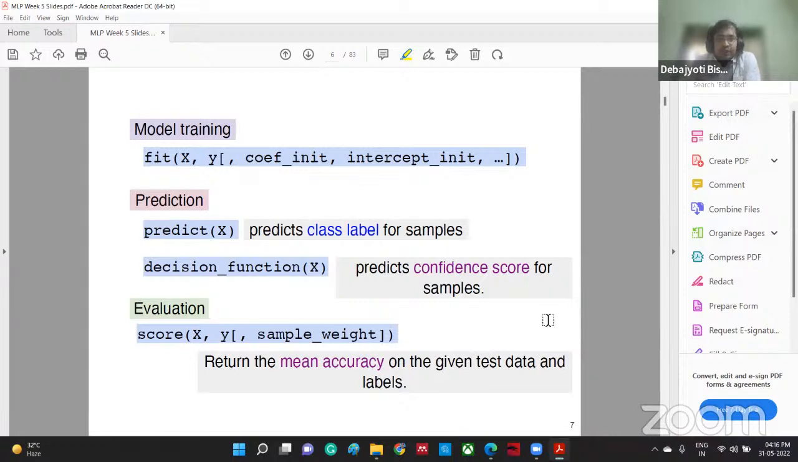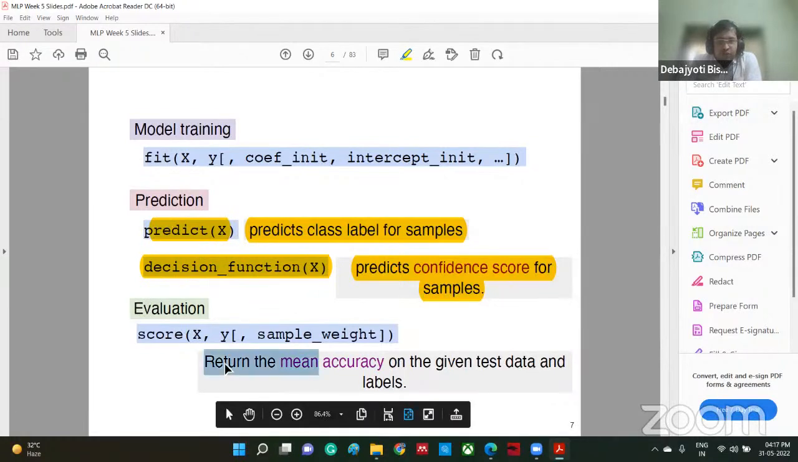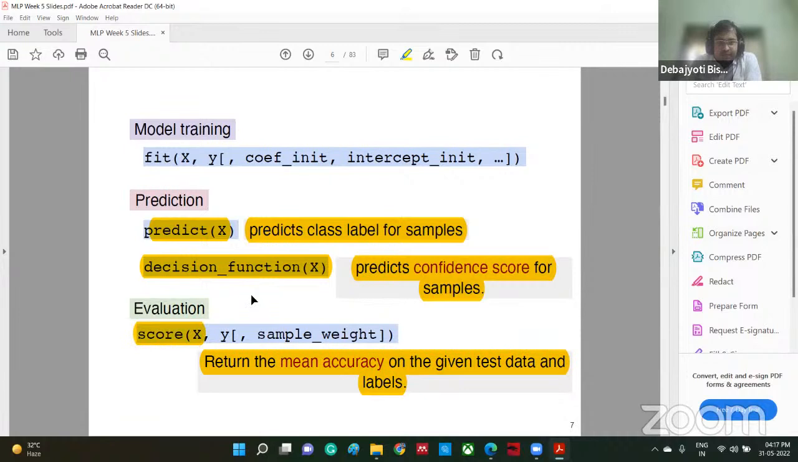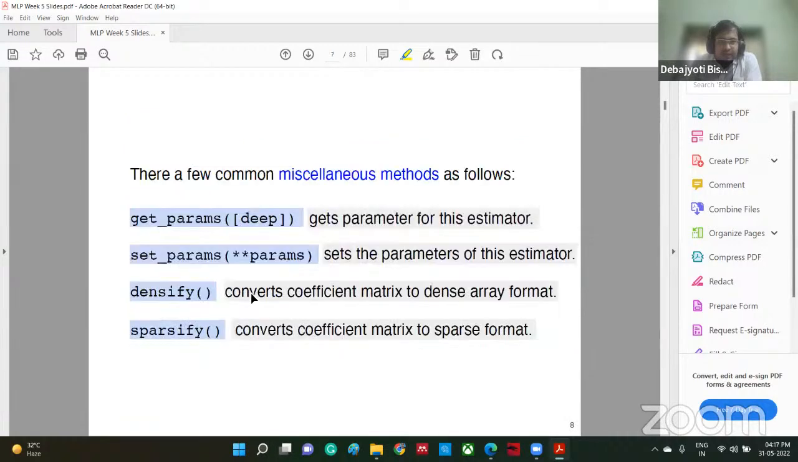For model training we take fit(X, y). For prediction we have two keywords: decision_function, which predicts the confidence score, and predict(X), which predicts the class label. For evaluation we have score, which returns the mean accuracy on the given test data and labels.